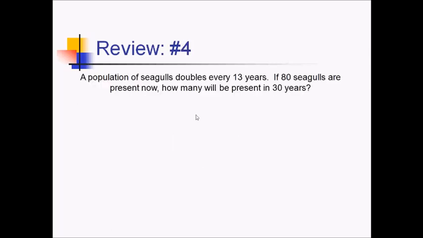For this problem, we have a population of seagulls doubling every 13 years. If 80 are present now, how many will there be in 30 years? So for this one, because we're doubling every 13 years instead of every year, we're going to need a fractional exponent. So we're going to use the exponential form AB to the t over k to solve this one.